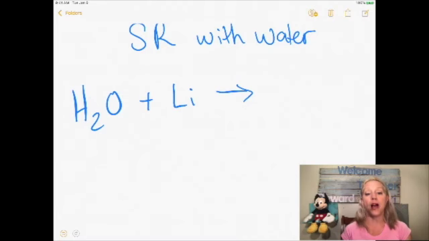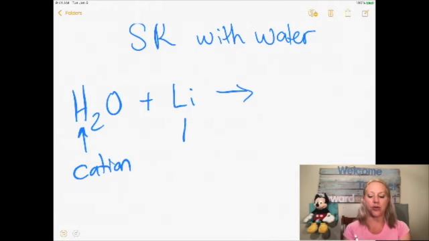When we talk about compounds and whether or not they're ionic, water is unique in the fact that hydrogen can act like a cation. And of course, our metals are always cations. So in a single replacement, a cation will always replace a cation.